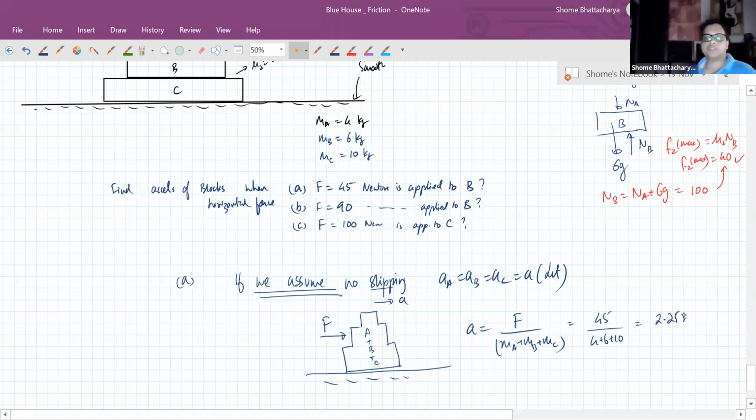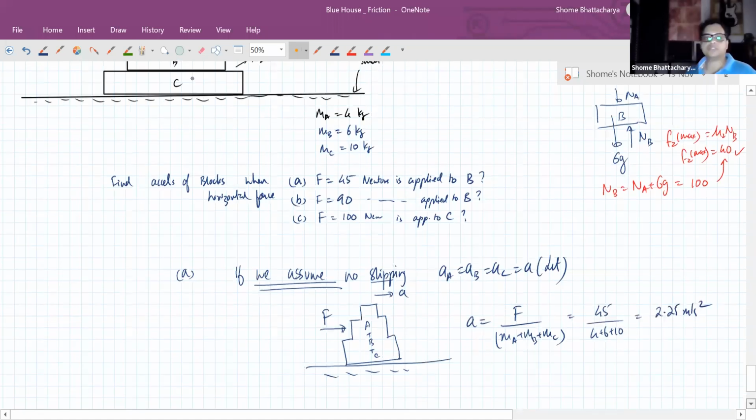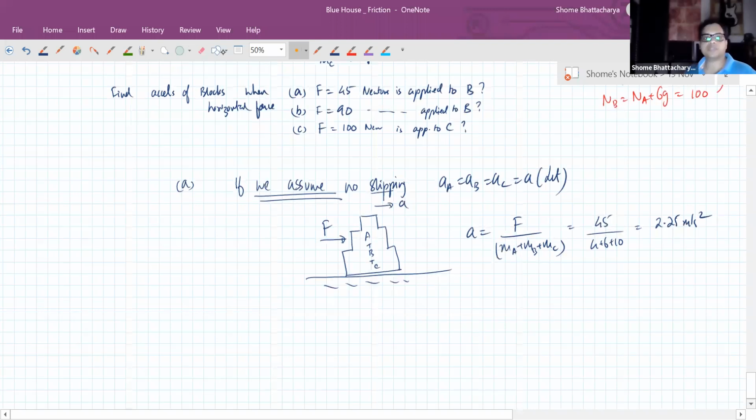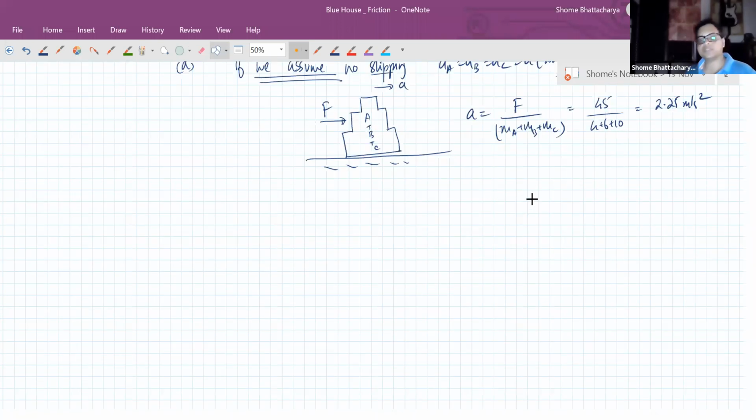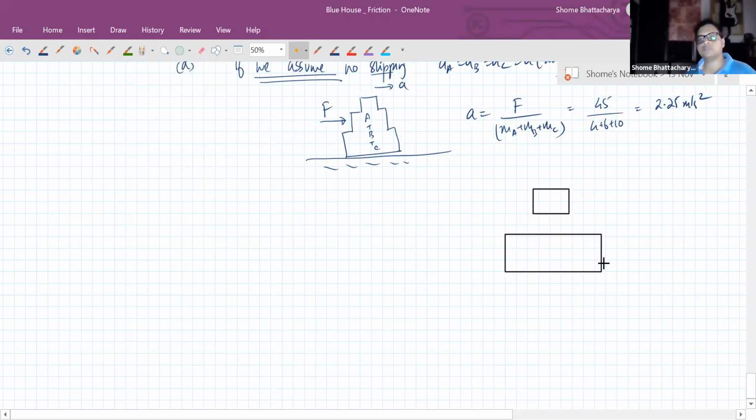Okay. Now let us check if we have enough friction for that or not. This is where we will have to look at the individual free body diagrams. So now let's make the individual free body diagram of A. We require only two, but I'll make all three anyway. For solving, we just require the FBDs of two of the three blocks.